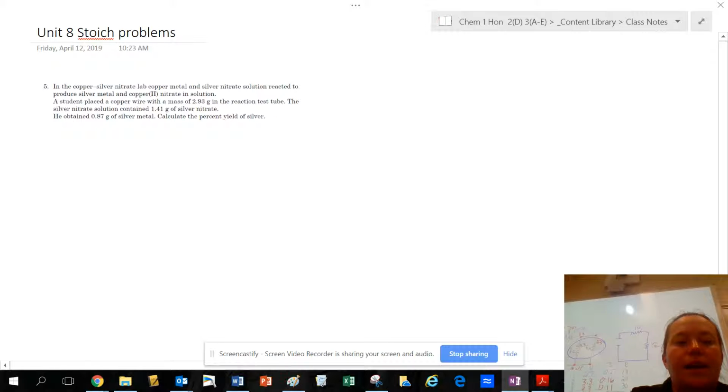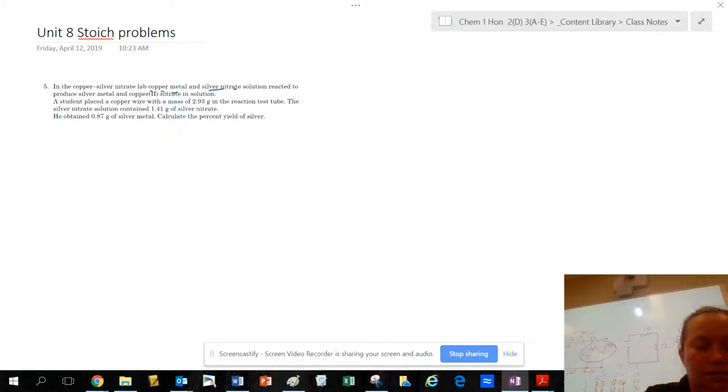There we go. Now, in this problem, it's the copper silver nitrate lab. We take copper metal and we react it with silver nitrate, and we produce silver metal and copper 2 nitrate. So we're going to write out the reaction first. So you get copper.